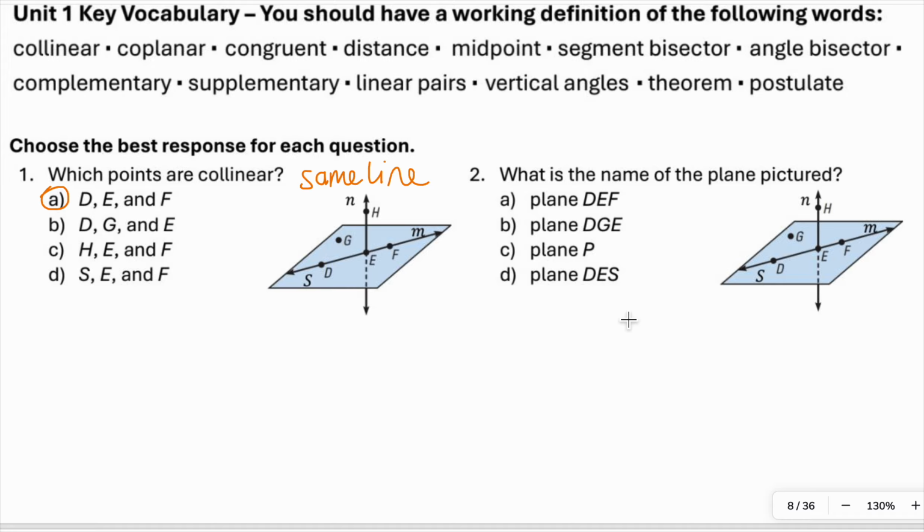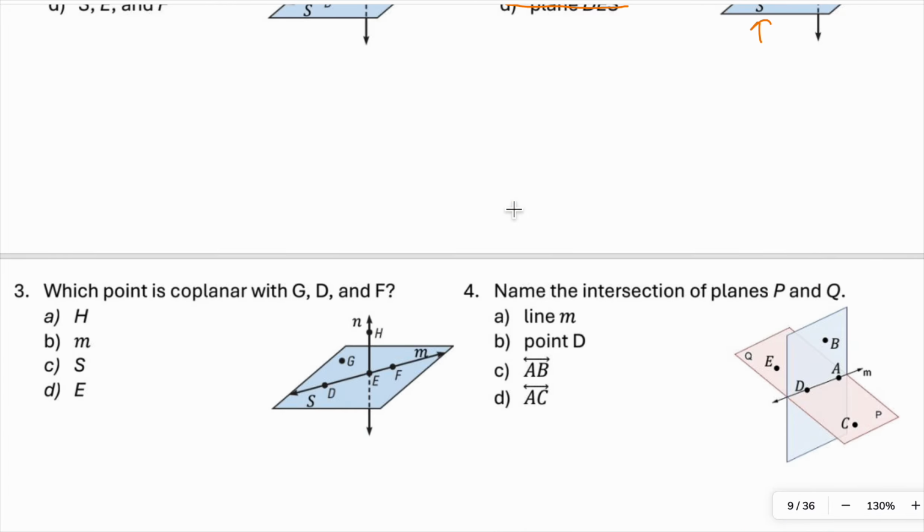For number 2, what is the name of the plane pictured? D, E, F is not going to be it because they're all on the same line. Plane P, there's no option for letter P here. And then D, E, and S. S is a big letter S. You could say plane S, but it's not a point on the line. So the only correct option would be letter B, plane D, G, E.